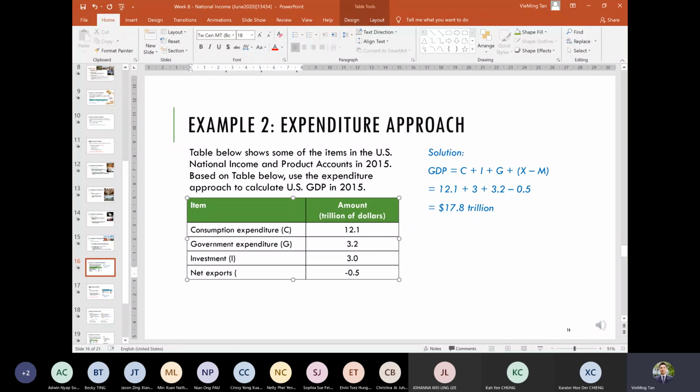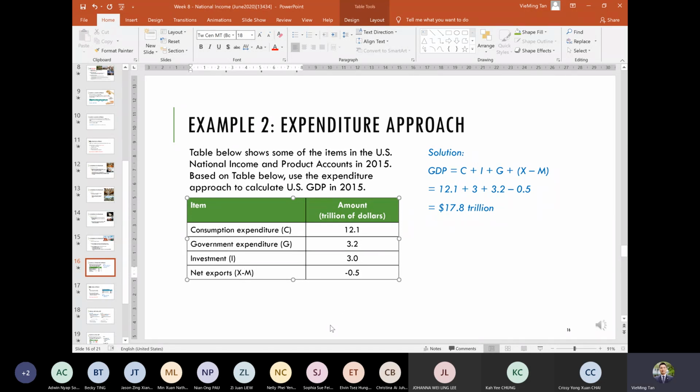Net export means export minus import. Already given to us is a negative number, negative 0.5. What's the meaning? That means the export in America is less than the import in 2015. So M is more than X. Import is more than the export in 2015 in the US. As a result, we get a negative number.